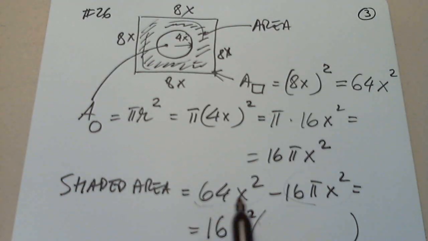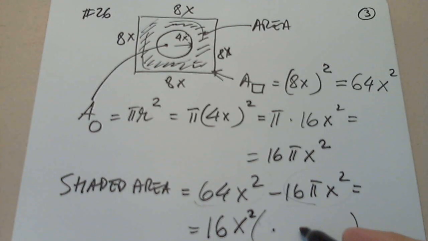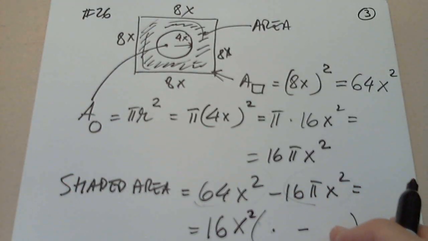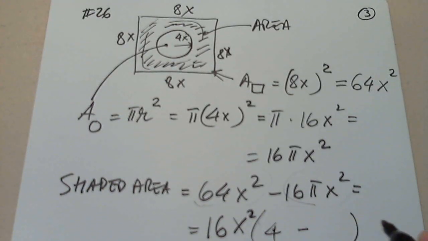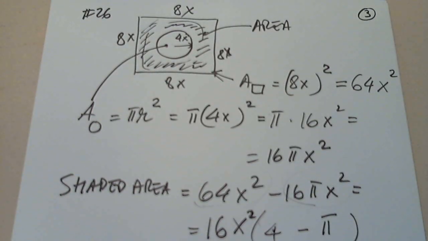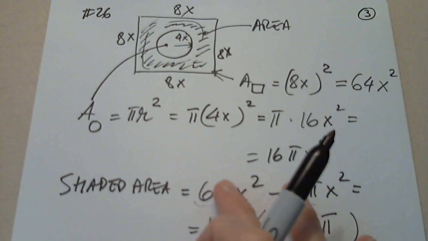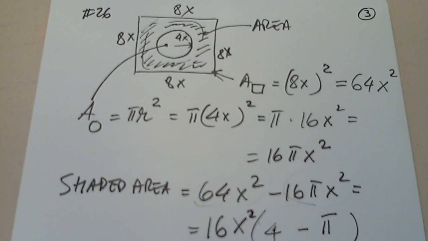What is left from the first term? Minus what is left from the second term? What is left from the first? 4 minus pi. Very good. Excellent. 16x squared times 4 is this. 16x squared times negative pi is this. This is it. Good.